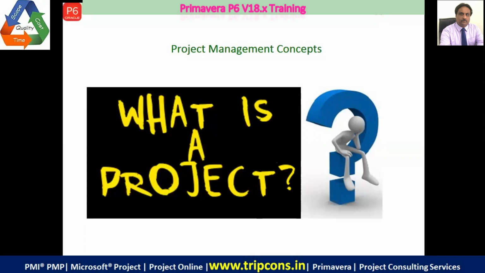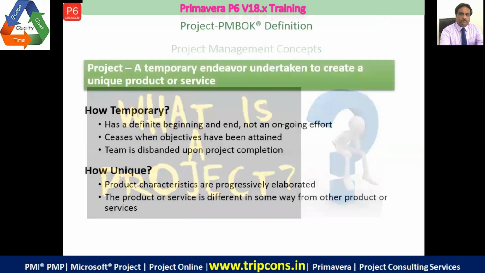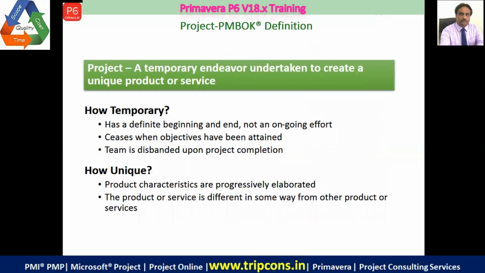objective. So a project is temporary. A project creates a value. Okay, so the value is a unique product or a service. A project has a definite beginning and end. So we always have a start and finish date. It is not an ongoing effort. Now project comes to an end when objectives have been attained. The team is disbanded upon project completion, the part of the team members, so they might take up some other projects, so they are reallocated some other project work.